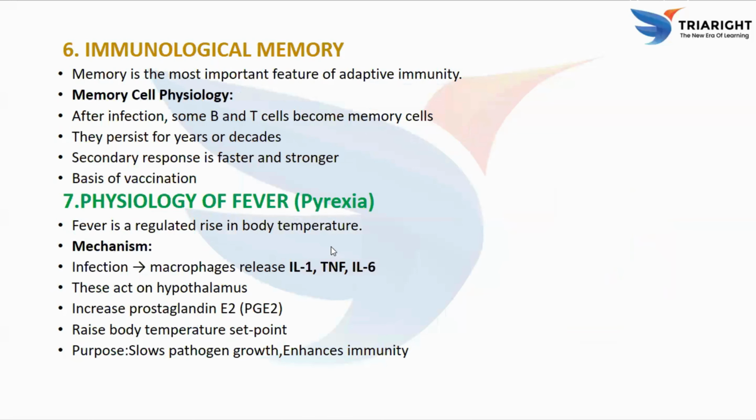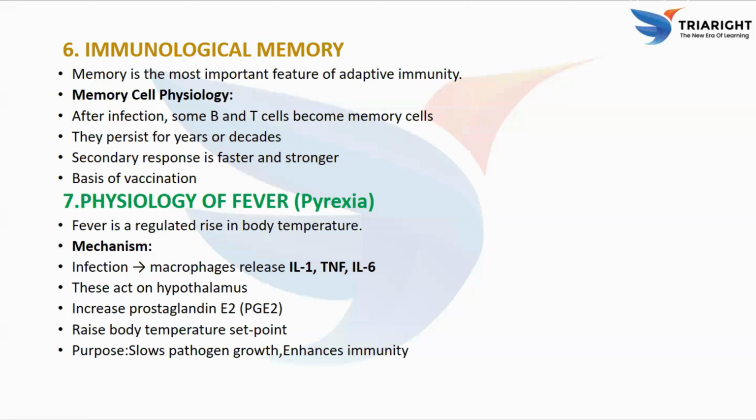So the next function is immunological memory. Immunological memory is one of the most important features of adaptive immunity. It is what allows your body to respond quickly when it sees the same pathogen again. So what is immunological memory? After you get an infection or receive a vaccine, your immune system does not forget, right? It stores the information about the pathogen so that if it enters again, the body reacts much faster.